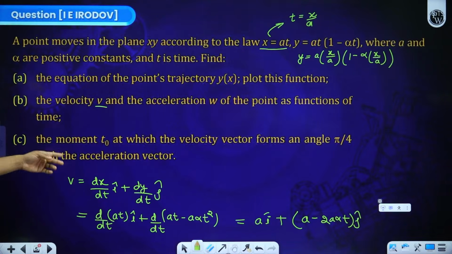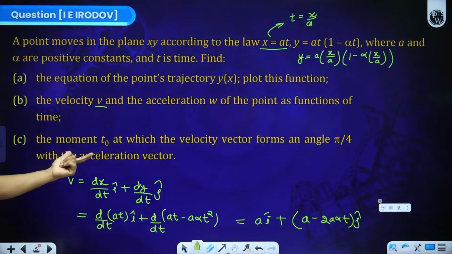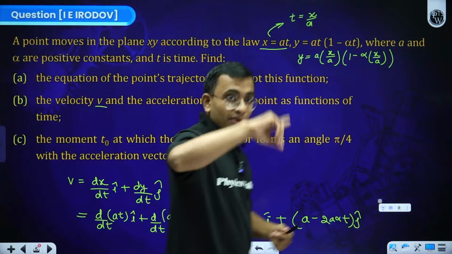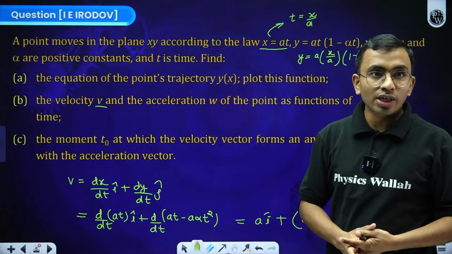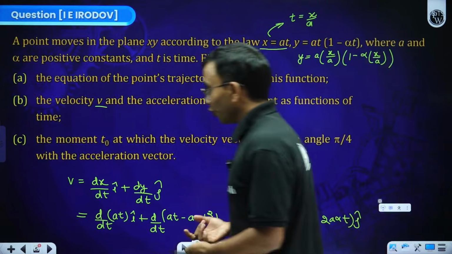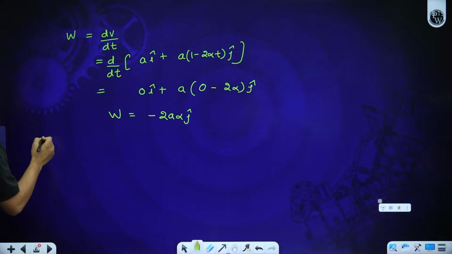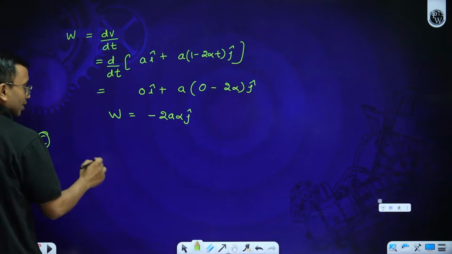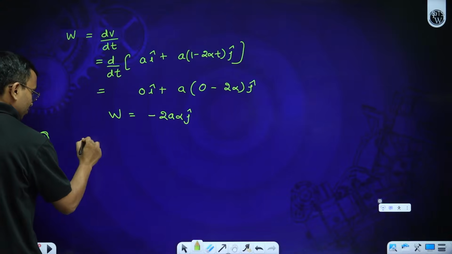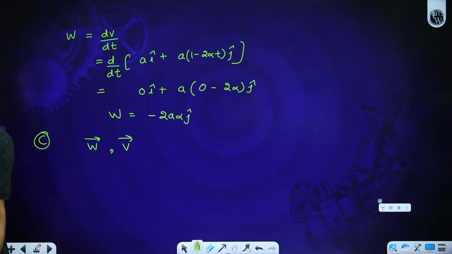Next is the moment t naught at which the velocity vector forms an angle pi by 4 with the acceleration vector. I know the velocity vector, I know the acceleration vector. When will these two vectors be at an angle pi by 4? How to check that? Dot product you can take, you can find cos theta between them, isn't it? This is the C part. So I know acceleration, which we are denoting with W, I know velocity. I need when the angle between them will be pi by 4.